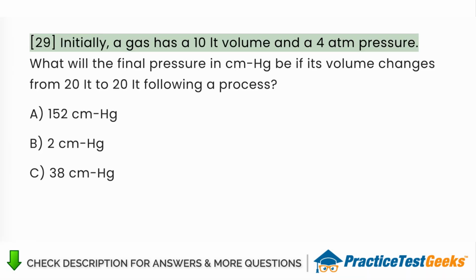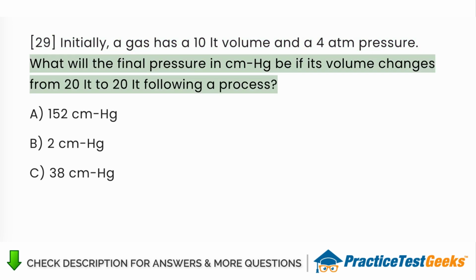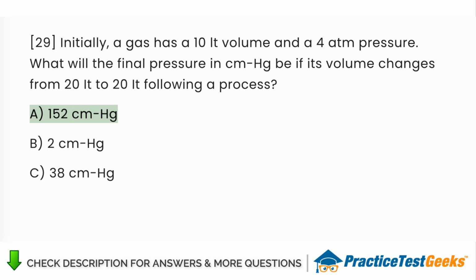Initially, a gas has a 10 Lt volume and a 4 atm pressure. What will the final pressure in cmHg be if its volume changes from 20 to 20 following a process? A. 152 cmHg. B. 2 cmHg. C. 38 cmHg.